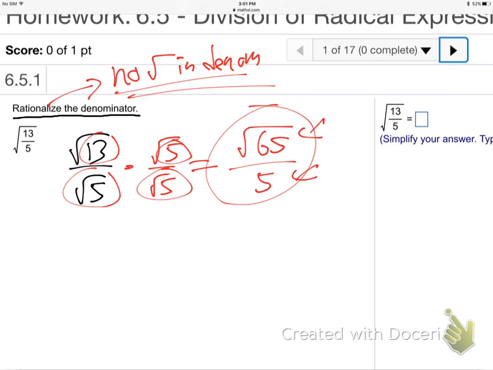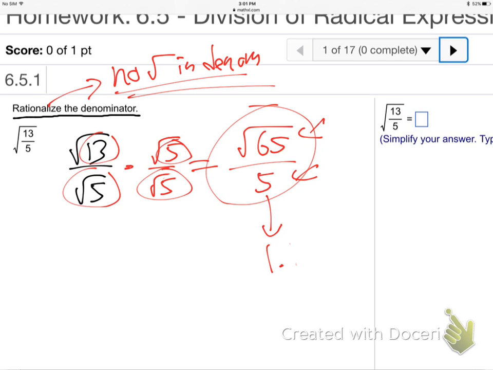Somebody have a calculator? I want to know the decimal. What's the root of 65 over 5? I'm guessing it's like 1 point something. Hold on. What is it? It's 3.605. Let me think for a second. 2 square root of 2 is... no, it's 1 point something. Yeah, 1 point. That's what that says.